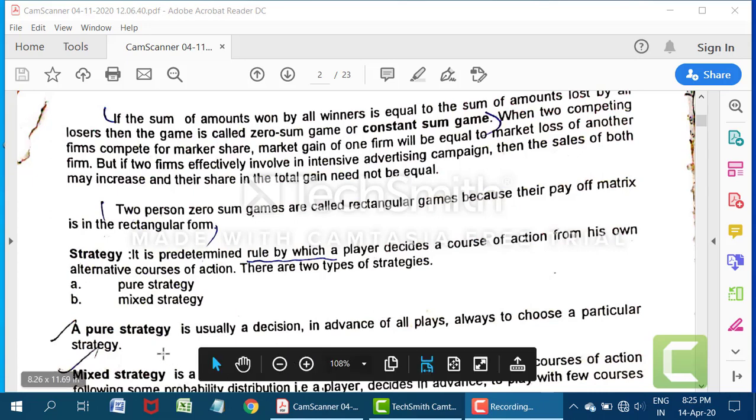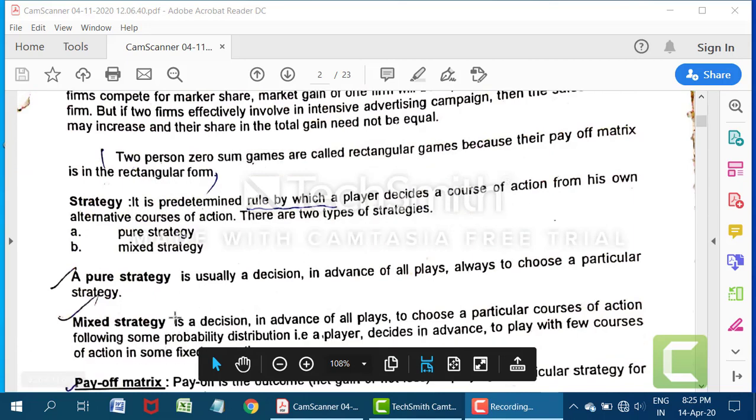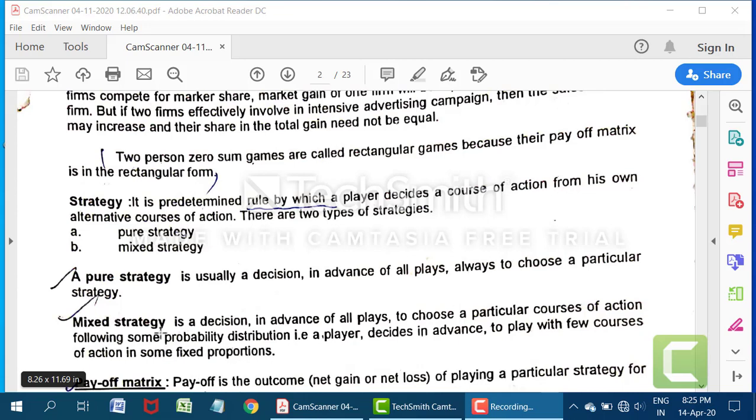Instead, it may not be possible to select a particular strategy. It may not be possible in certain games to tell the player, this is the best strategy for you, this is the best strategy for you. It may not be possible by solving the model. It's not possible to advise the players what is the best strategy for player A and what is the best strategy for player B. So in that case, you can give the solution to the players in another form.